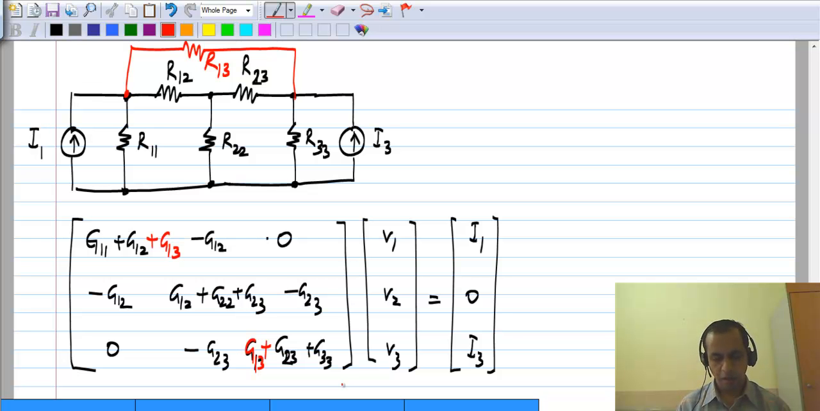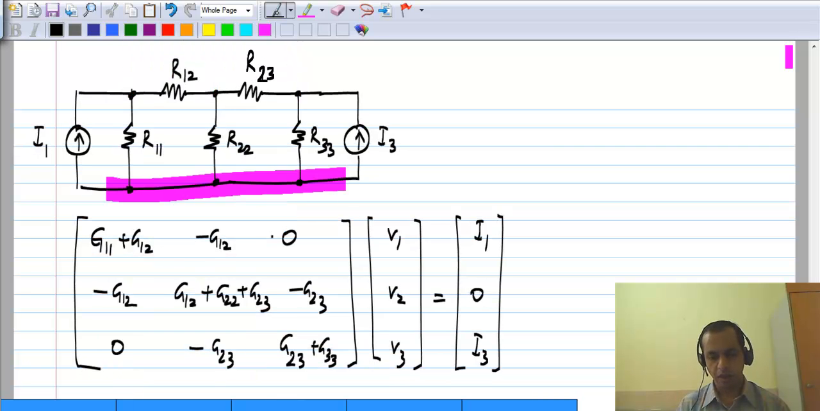Also, another thing that changes is the off diagonal element, because this conductance is connected between two nodes, neither of which is a reference node. So this element here, which was earlier 0 because no conductance was connected between nodes 1 and 3, now becomes minus G13. And similarly here, this becomes minus G13. The matrix is still symmetric because we still have a circuit consisting of only conductances and current sources. This is what happens to the nodal analysis setup.